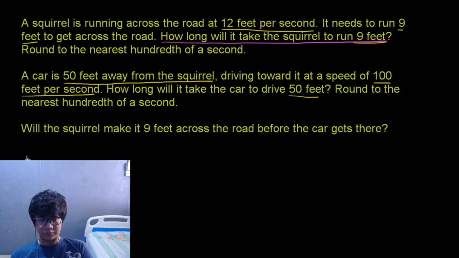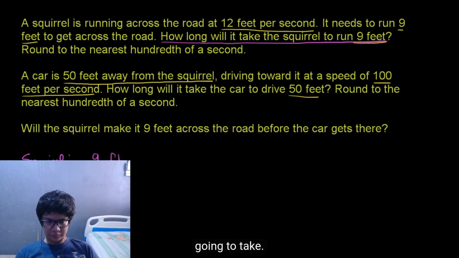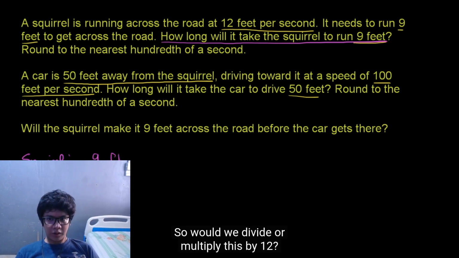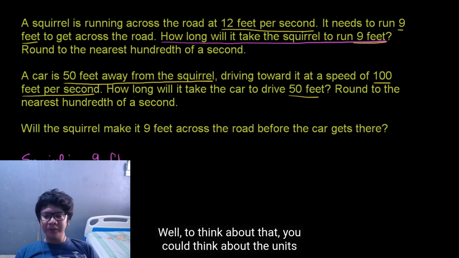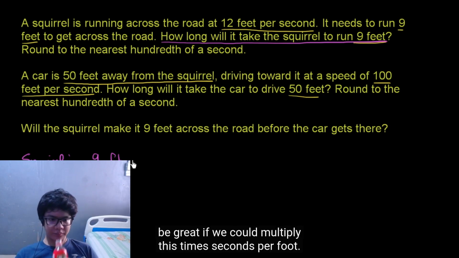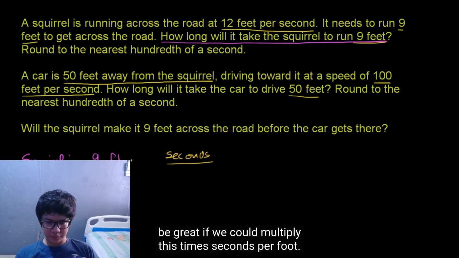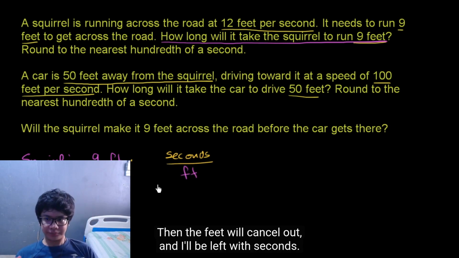So let's think about it. The squirrel, let me write squirrel right over here. The squirrel's got to go 9 feet, and we want to figure out how many seconds it's going to take. So what would we divide or multiply this by? Well, to think about that, you could think about the units, where we want to get an answer in terms of seconds. We want to figure out time. So it'd be great if we could multiply this times seconds per foot. Then the feet will cancel out and I'll be left with seconds.